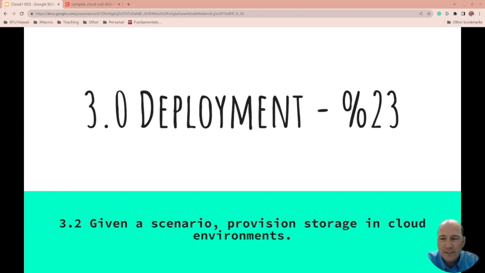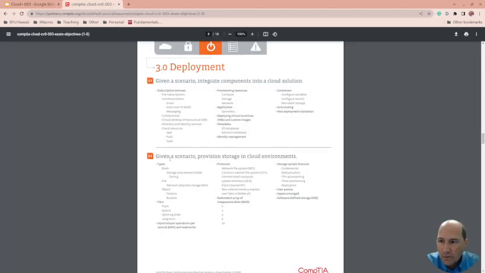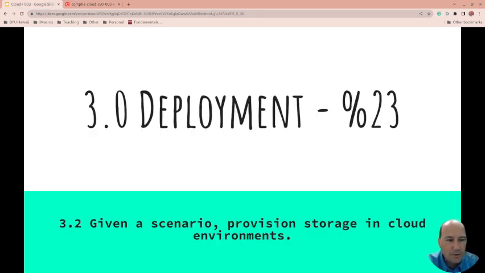And I should mention a lot of these say "given a scenario," so just knowing the terms is not sufficient. You need to understand how you would deploy a specific thing in a specific scenario. But we'll just keep going. So that's 3.2 right here. I'm going to copy that so I'll have it for later, and let's get going.